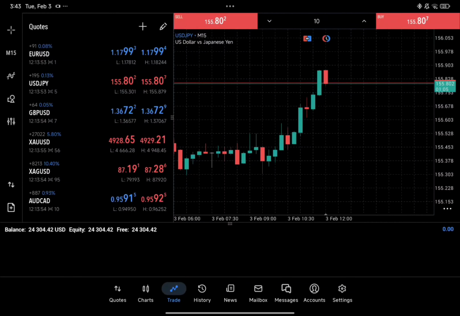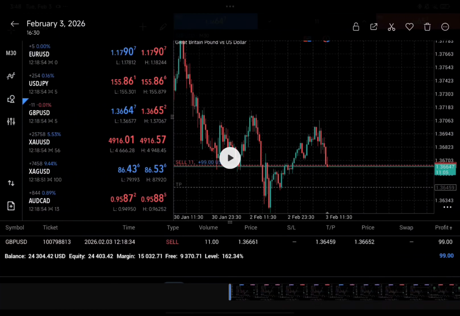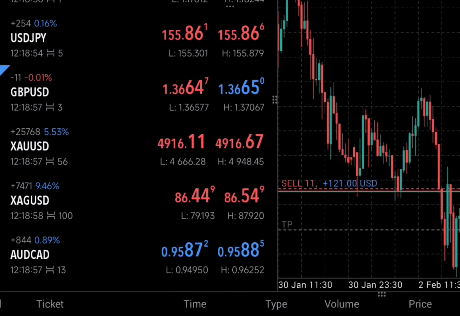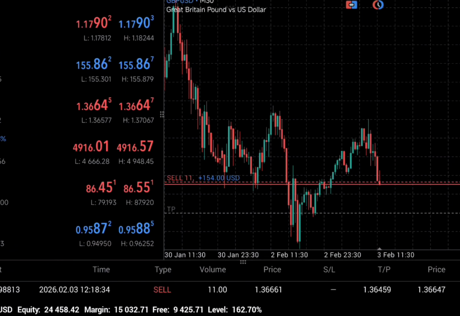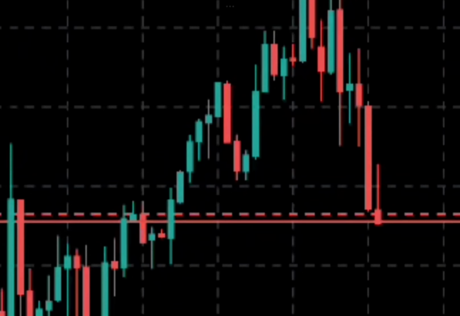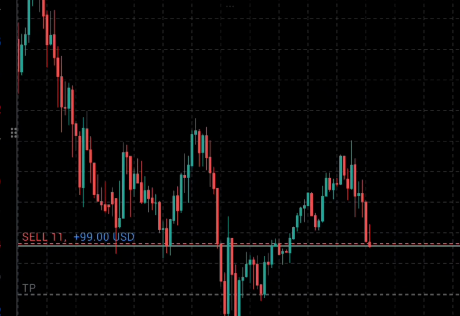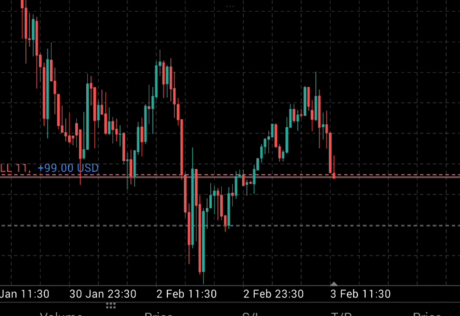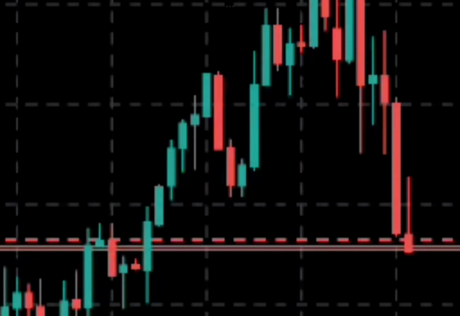So till now we took two trades. The first trade was in silver, and the second trade was in USDJPY, and we lost around $700. So let's jump into the third trade. The third trade was in GBP USD, and as you can see, there is a support over here, and the complete trend of GBP USD was bearish, and there is a small support over here.